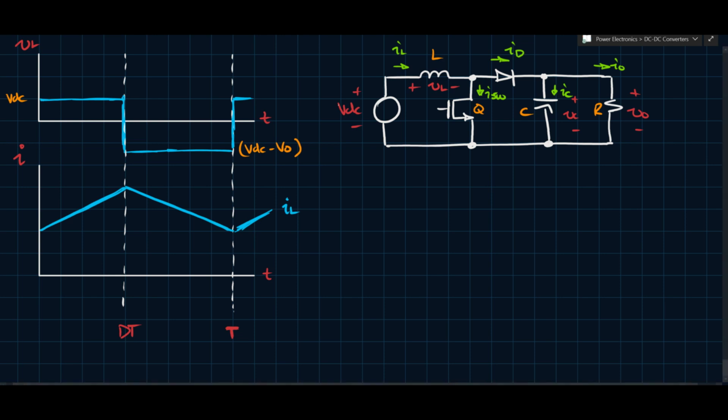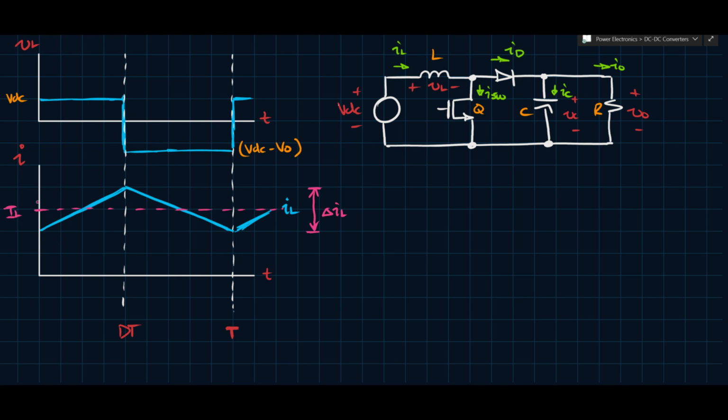Now this obviously has a ripple. This value, which we called delta IL in the previous video, has a ripple. It also has an average value. And so this average value would be something like this. We can call this capital IL, or sometimes you'll see IL with an overbar. In any case, we'll call it IL capital like that.